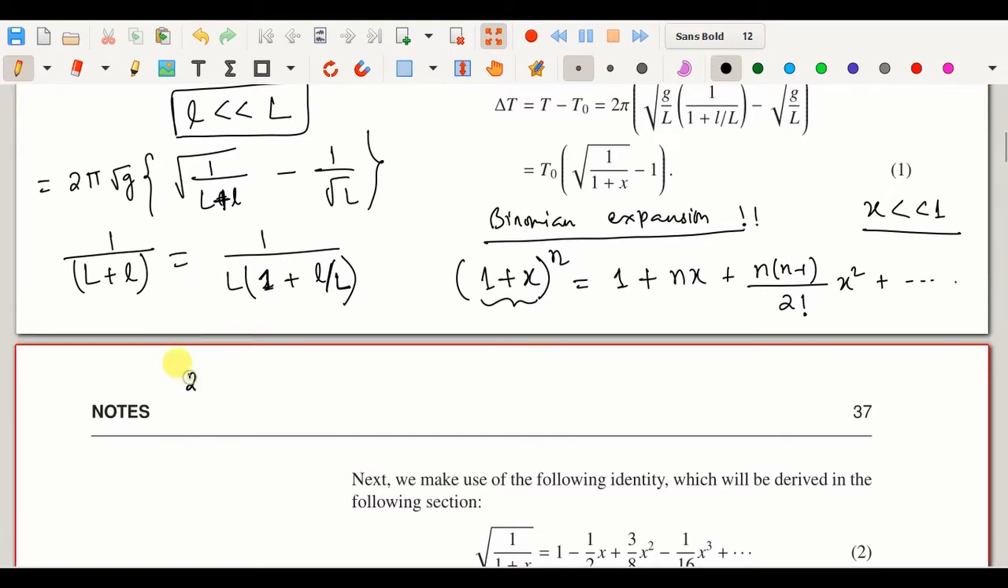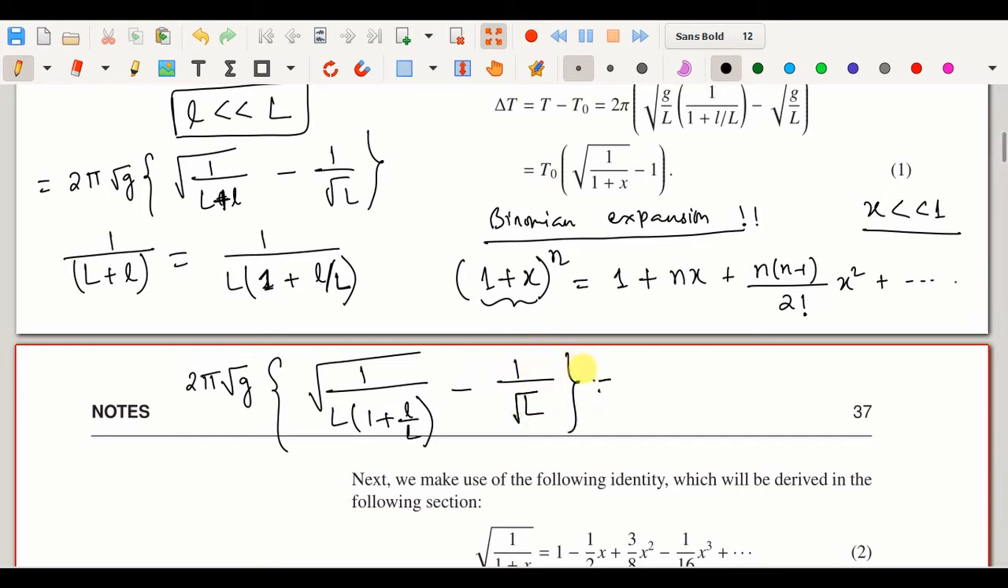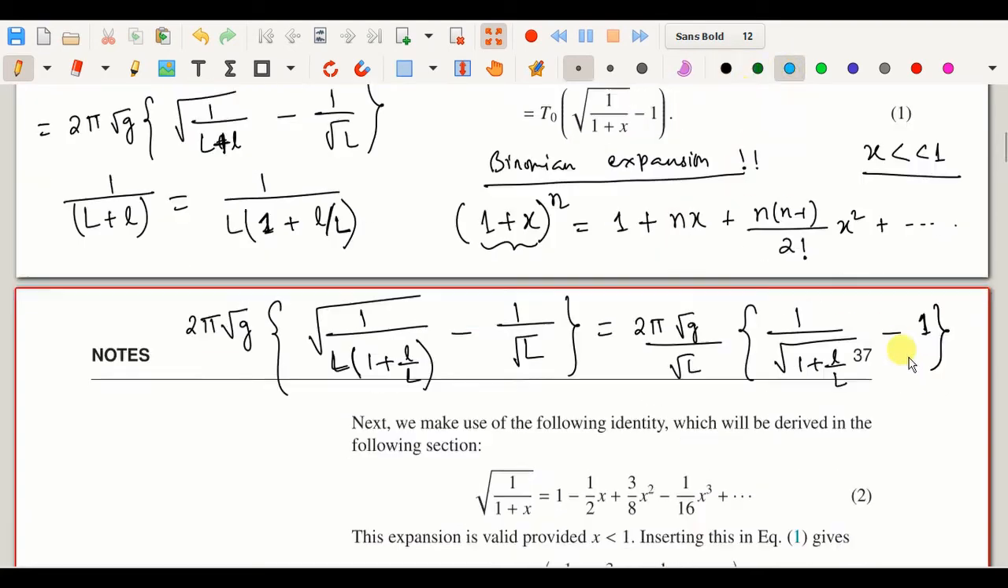So what we can write here is 2 pi square root of g, times square root of 1 over L into 1 plus delta L by L, minus 1 over square root of L. Since this is a multiplication, we can take square root of L outside. So we are only left with 1 over square root of 1 plus delta L by L, minus 1. Got it? I think so far we are doing very nicely.